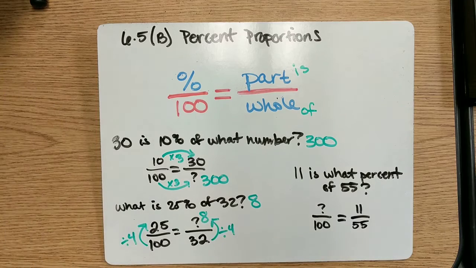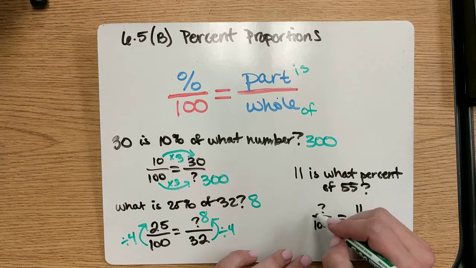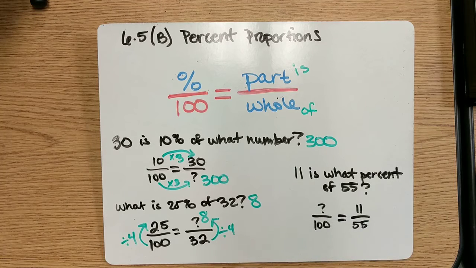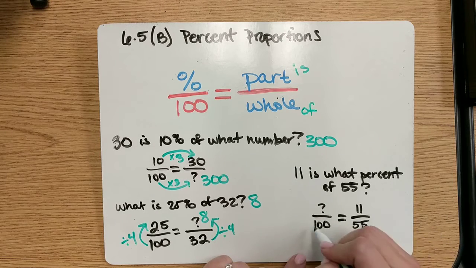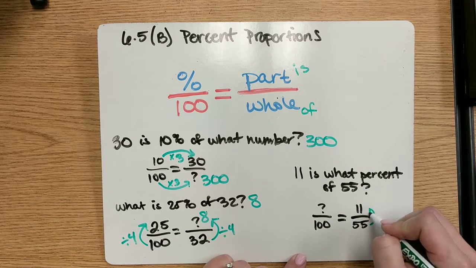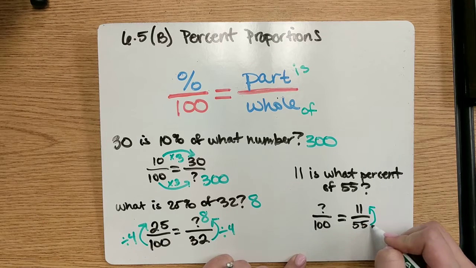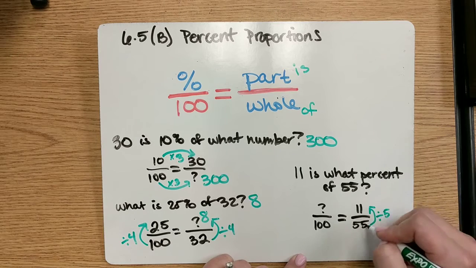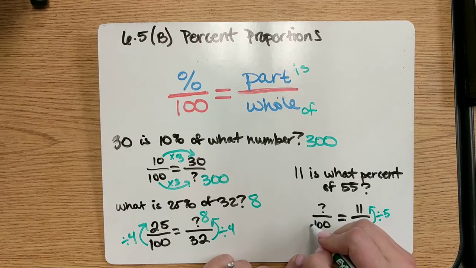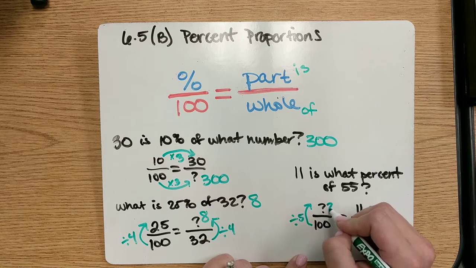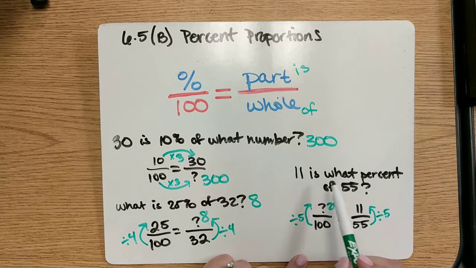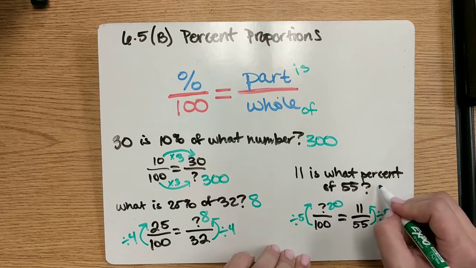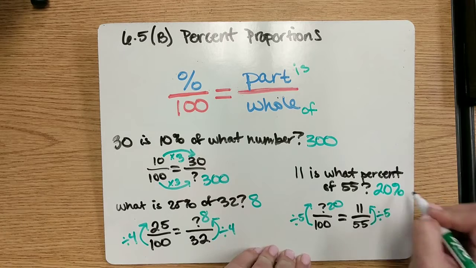Okay, let's figure out what the scale factor is for this proportion. I ultimately want to point to this question mark. So I'm going to go up because I can figure out this over here. 55 divided by 5 gets me 11. So 100 divided by 5 is 20. So 11 is what percent of 55? That would be 20%.